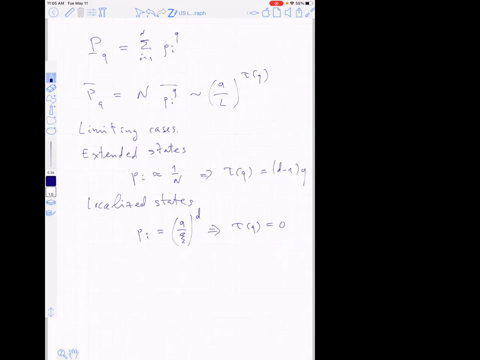And at the critical point, the tau of q is usually written as this metallic part plus the correction, delta of q. And this is called the anomalous dimension and whatnot.